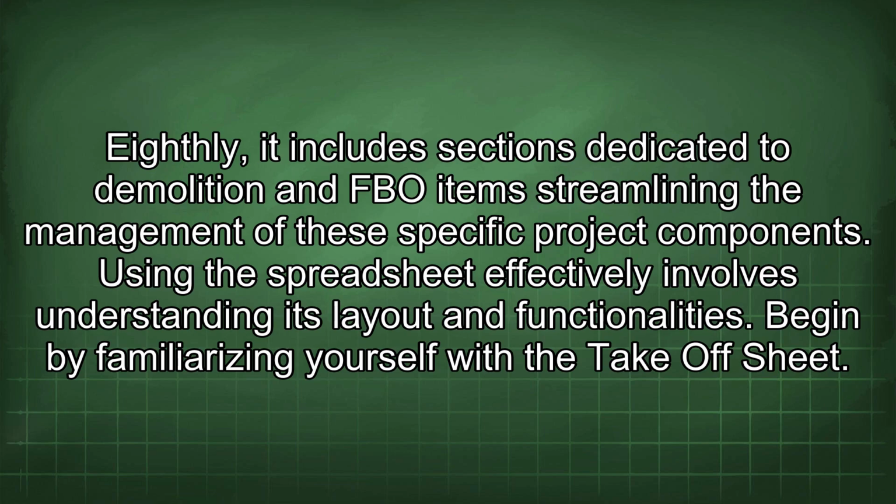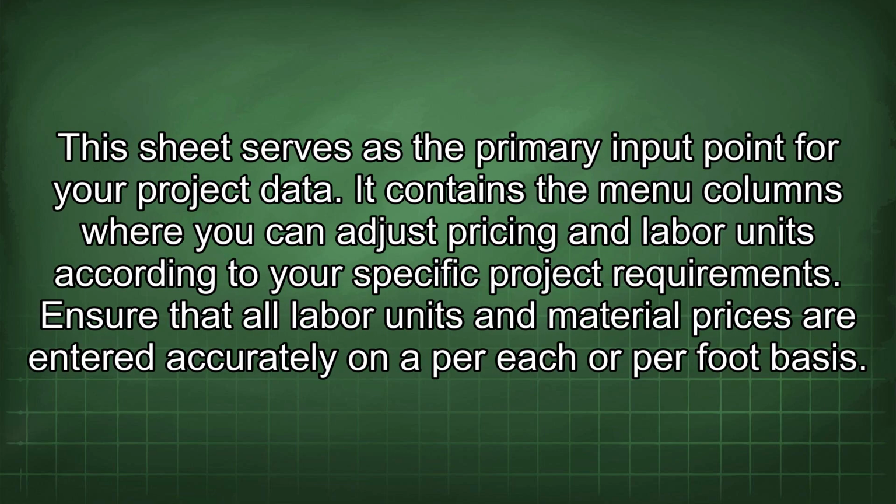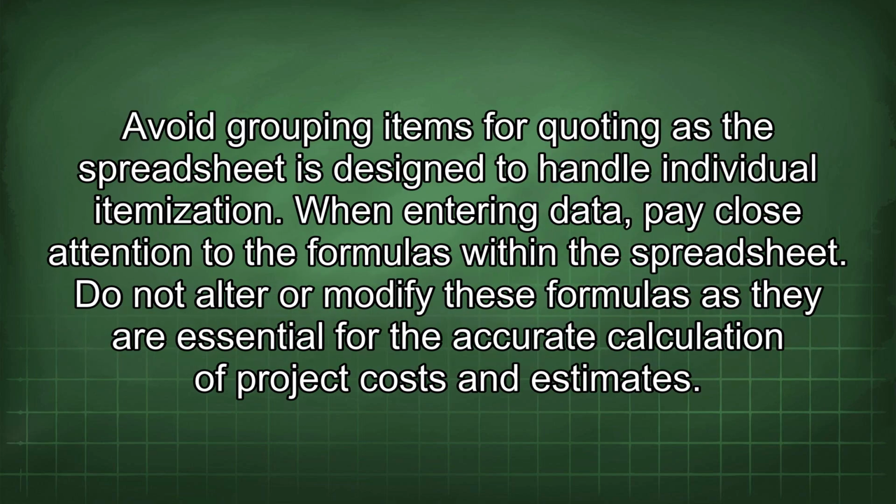Using the spreadsheet effectively involves understanding its layout and functionalities. Begin by familiarizing yourself with the takeoff sheet. The sheet serves as the primary input point for your project data. It contains the menu columns where you can adjust pricing and labor units according to your specific project requirements. Ensure that all labor units and material prices are entered accurately on a per each or per foot basis. Avoid grouping items for quoting, as the spreadsheet is designed to handle individual itemization.